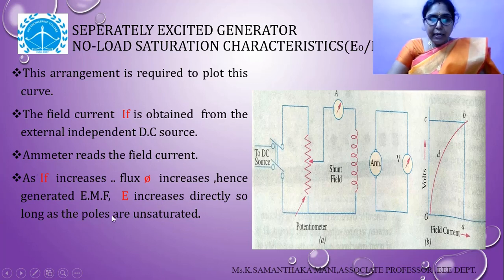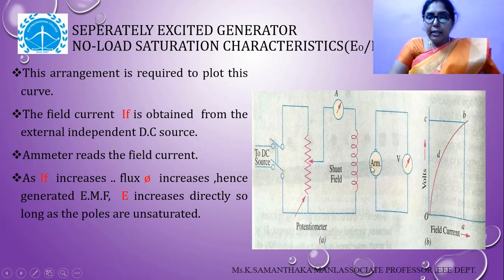If I gradually increase the field current IF, the flux phi produced by the magnetic field increases. Hence, the EMF generated E also increases directly, so long as the poles are unsaturated. As you go on increasing the field current, obviously the field flux increases and the rate of change of flux linking with the armature conductors increases. So the EMF induced in the armature also increases.